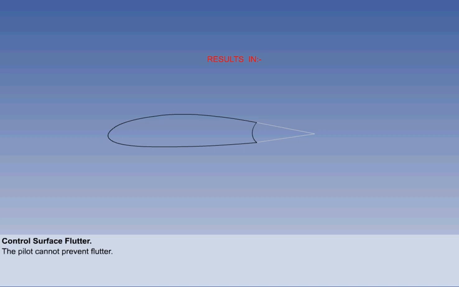You might think that to reduce control surface flutter, the wing could be made stiffer to stop it twisting. Theoretically, yes, but no structure is absolutely rigid, and increased stiffness increases structural weight, something to be avoided. Remember, reducing flutter is not acceptable.